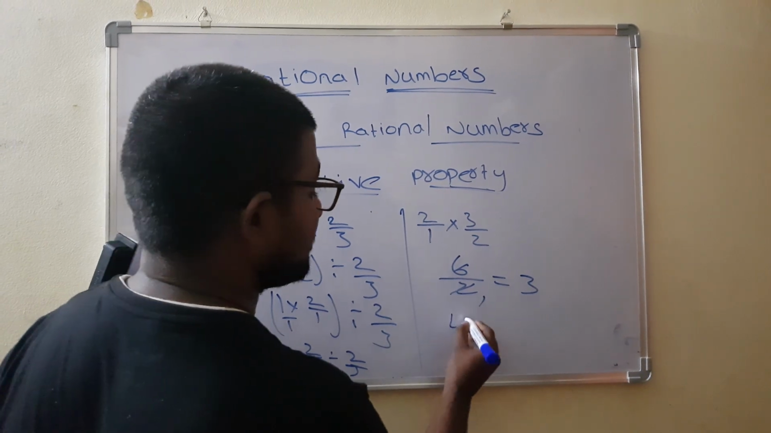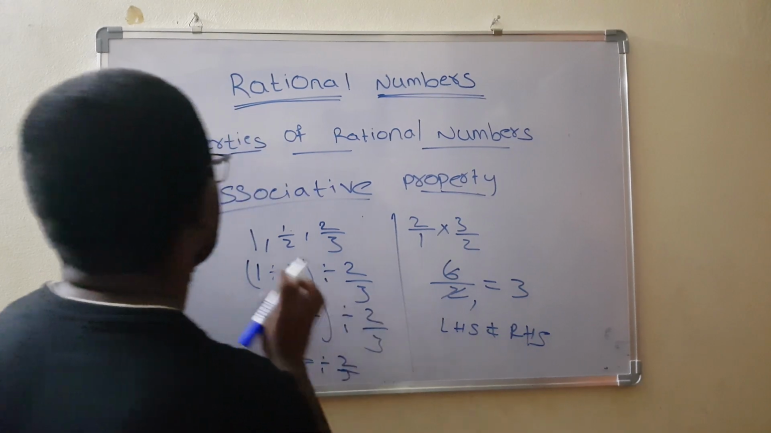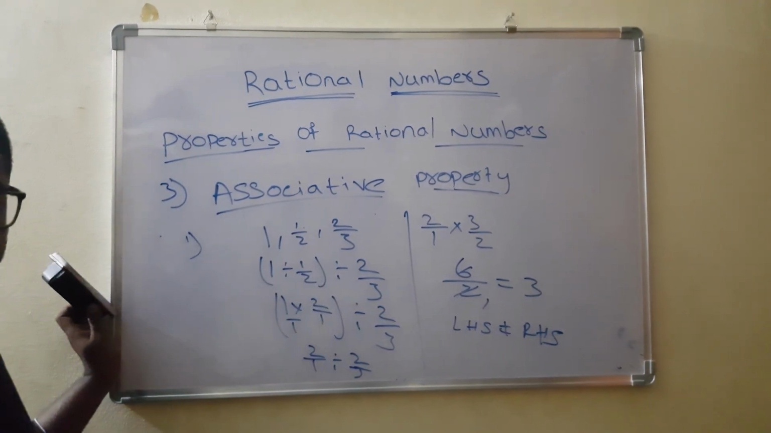That is LHS not equal to RHS. Associative property does not hold on division.